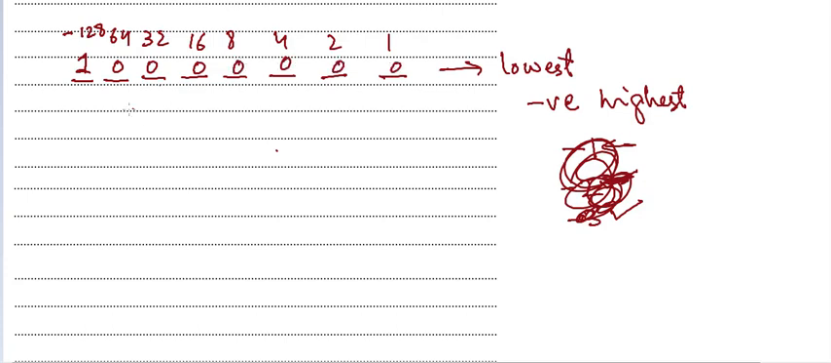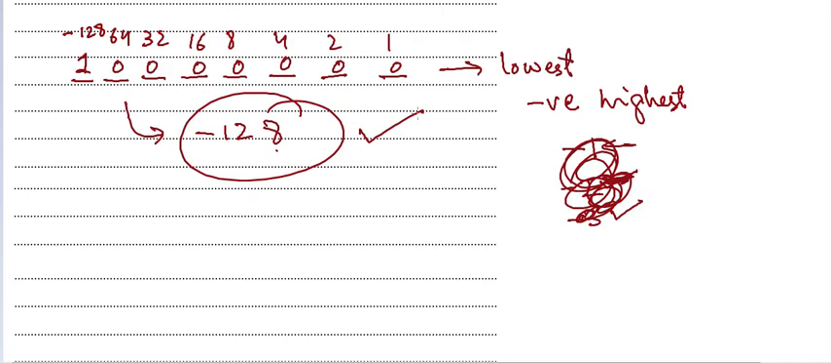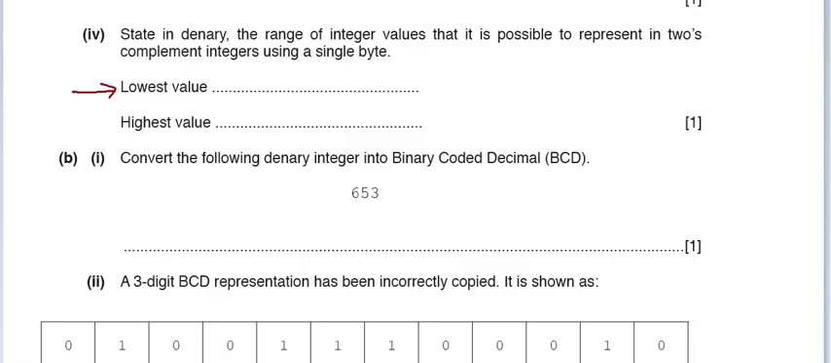So I'm going to use 0 here, which means what? My most negative value can be minus 128. So this is the lowest possible value that we can achieve through a single byte in 2's complement. So the lowest value is going to be minus 128. And what about the highest value?